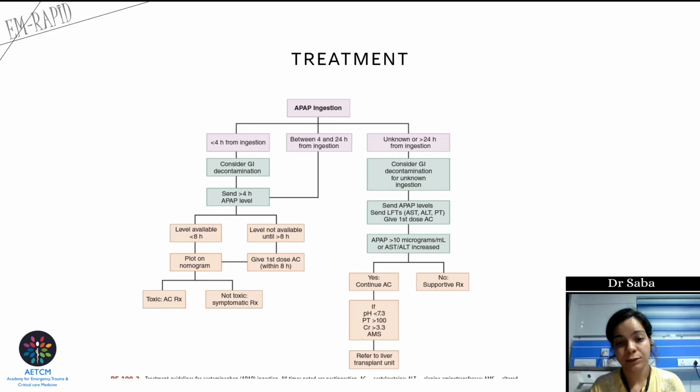Now, if that is more than 10 microgram per ml, or if we see abnormal LFTs, then we will continue treatment with N-acetylcysteine. Otherwise, we'll only symptomatically manage. But if the hepatotoxicity has blown up, like if all complications have set in, wherein metabolic acidosis is seen with pH being less than 7.3, or coagulopathy or encephalopathy has set in, then we will refer the patient for liver transplant.